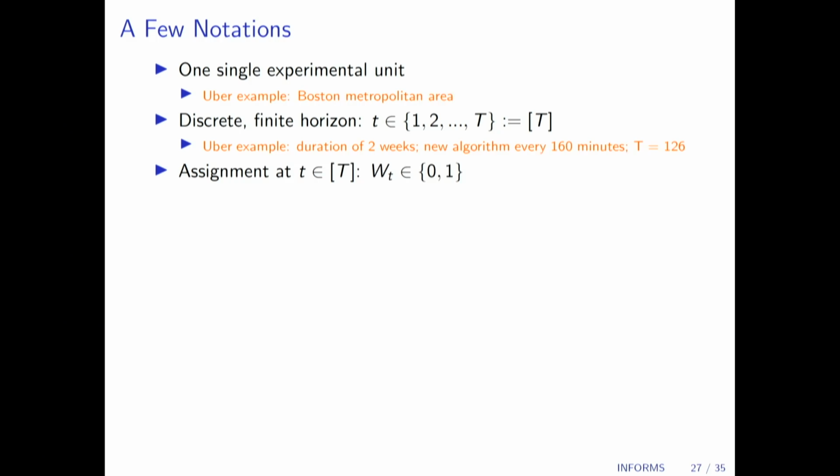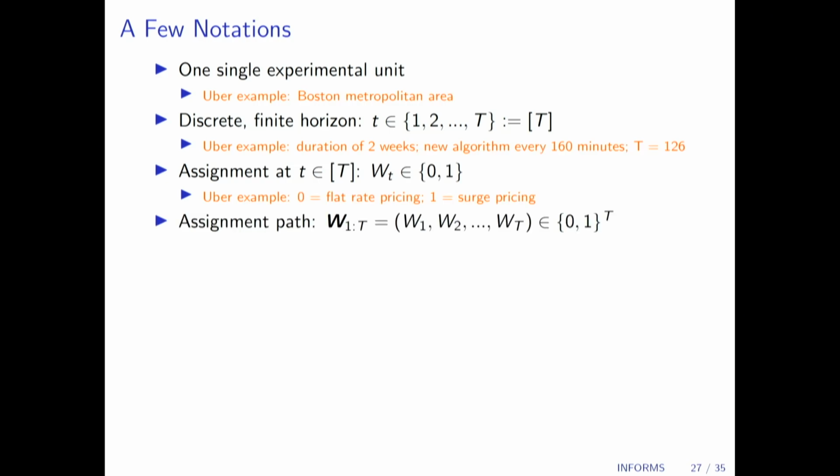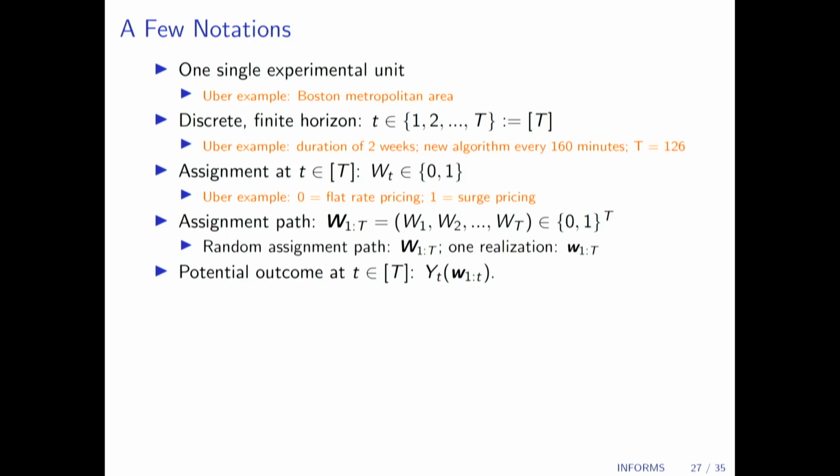So the treatment assignment at time t is W_t. And then in Uber, 0 stands for the flat rate pricing, for example, and 1 stands for the surge pricing, for example. And then we're going to collect all the treatment assignments into the following assignment path. And then we're going to say this random treatment assignment is capital letter W, and the small letter w stands for 1 realization. And then again, we're going to adopt this potential outcomes framework. But now we recognize that the past treatment assignments may have an impact on what's going to happen today. So this violates the non-interference assumption.